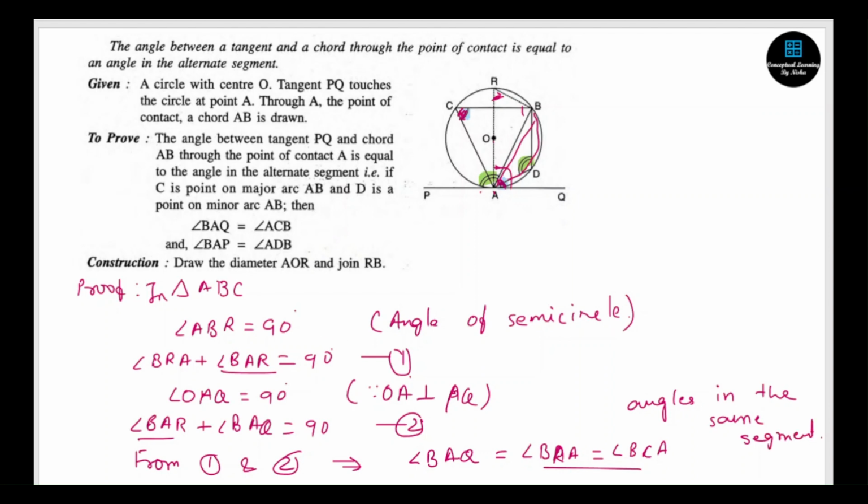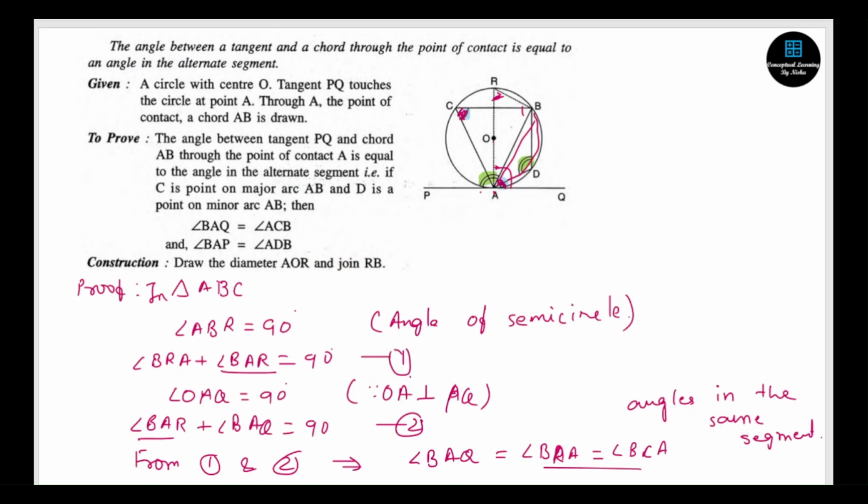Okay, and now we already proved our first result. So what I can say, angle BAQ is the same as angle ACB. Hence we proved the first result. Okay, the first result is proved. Now let's come back here. Now we have to prove angle BAP equals angle ADB.